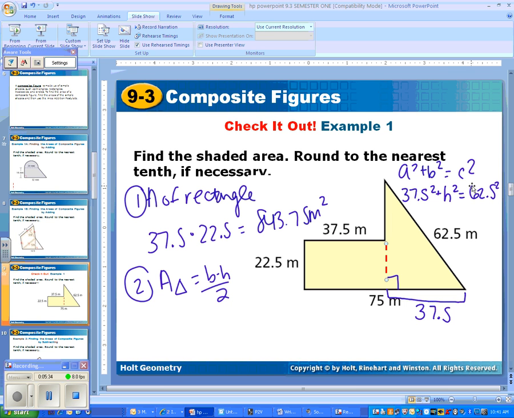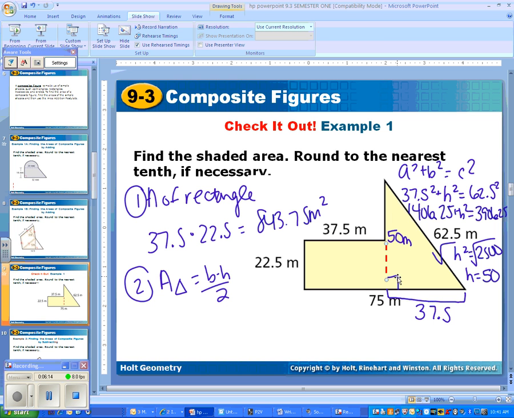So to do Pythagorean theorem, you have to square both numbers. So 37.5 squared is 1,406.25 plus h squared, and 62.5 squared is 3,906.25. When you subtract the two, you're going to get h squared equals, I'm pretty sure, yeah, 2,500. And then when you square root, you're going to get that h equals exactly 50 meters. So again, what we just solved for was this side of the triangle, and you know that it's 50 meters.